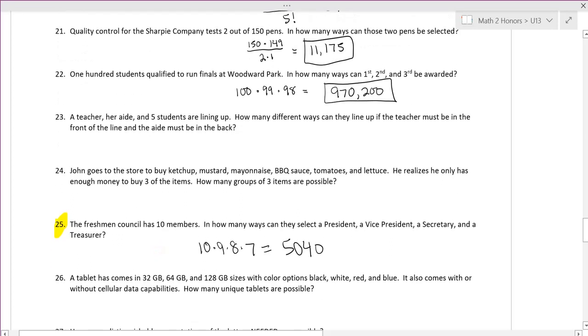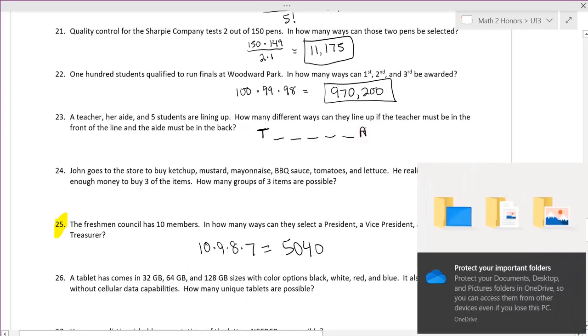23, a teacher, her aide, and 5 students are lining up. How many different ways can they line up if the teacher must be in the front of the line and the aide must be in the back? Okay, so I'm going to put T in the front, and then you have 5 students, and then you have this aide in the back. There's only one teacher and only one aide.